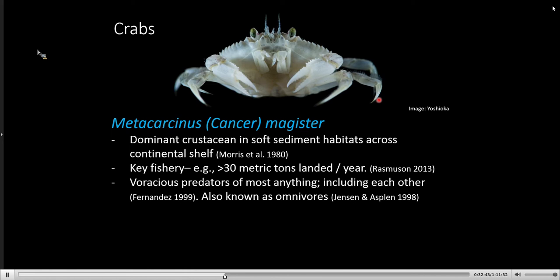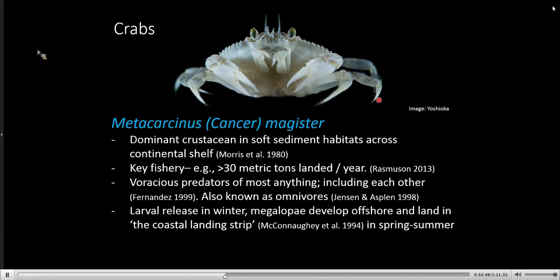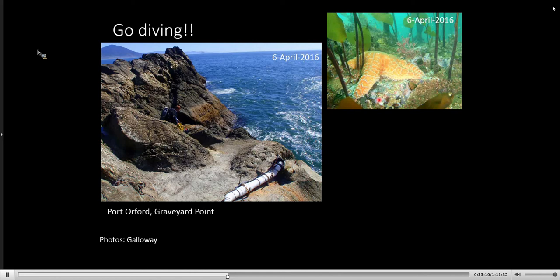And so they have larval release in the winter, and megalopae develop offshore and land. The general paradigm is that they land in this coastal landing strip, which is the soft sediment bottoms of the coast and in estuaries in the spring and summer. So this is a story about an observation that I made that was surprising and kind of different from that paradigm. So we went diving in April in 2016, just a fun dive at Port Orford.